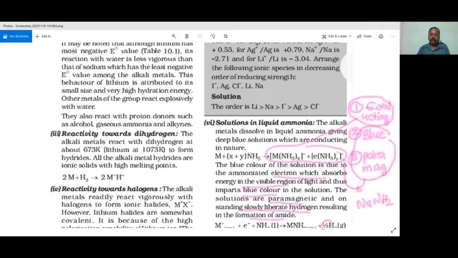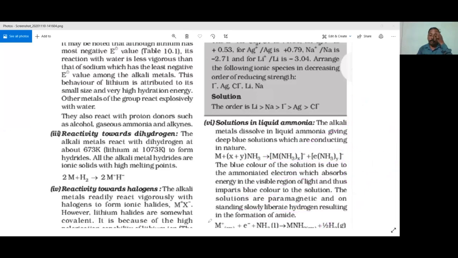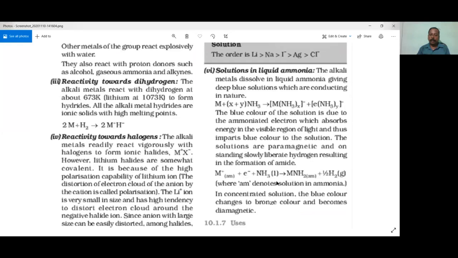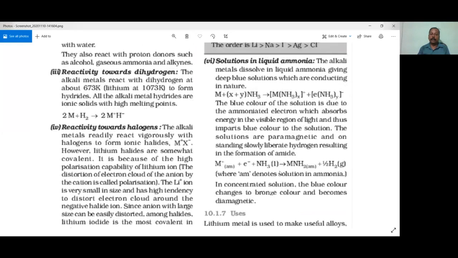In inorganic chemistry it is NH2 negative, and in organic it is completely different. If I am able to teach organic, a different method of teaching is required. So now this is M plus and e minus in NH3, and this is the amide formation. Sodamide, don't confuse yourself with the organic amide, which is CONH2.